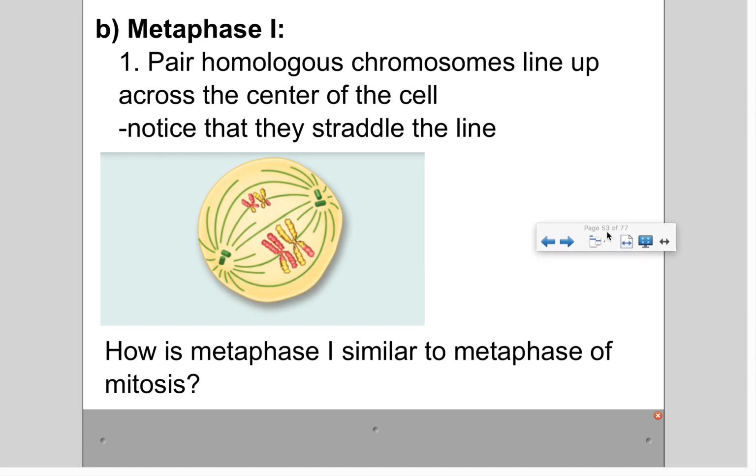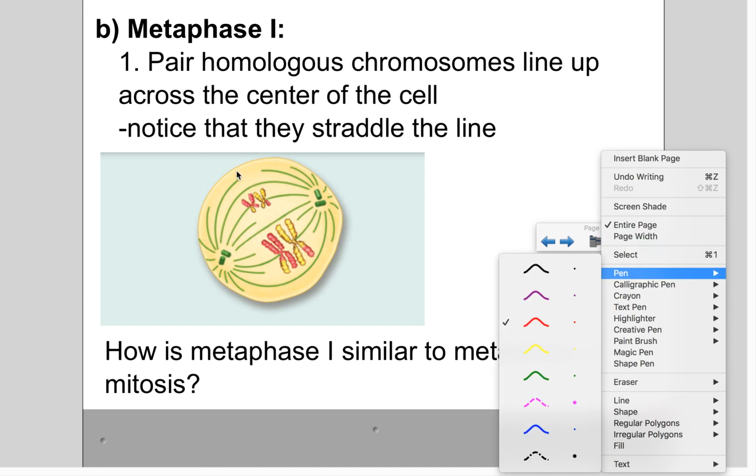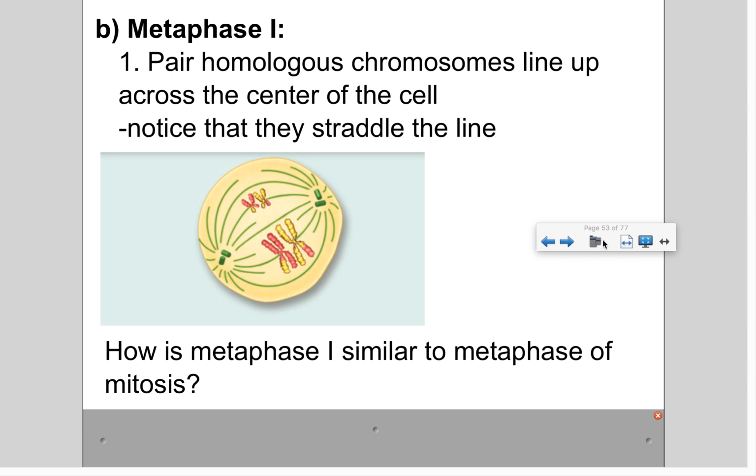So after prophase 1, we enter metaphase. And metaphase, if you remember, means something about the middle. Now these homologous chromosomes are going to line up across the center of the cell. The thing I want to emphasize is that they are not exactly on the line. They are straddling. You can see that one is on one side and one is on the other, and that's what I mean by straddle. They're straddling the line. So how is metaphase 1 similar to metaphase of mitosis? I sure hope you say that the chromosomes are still lined up somewhere at the center.